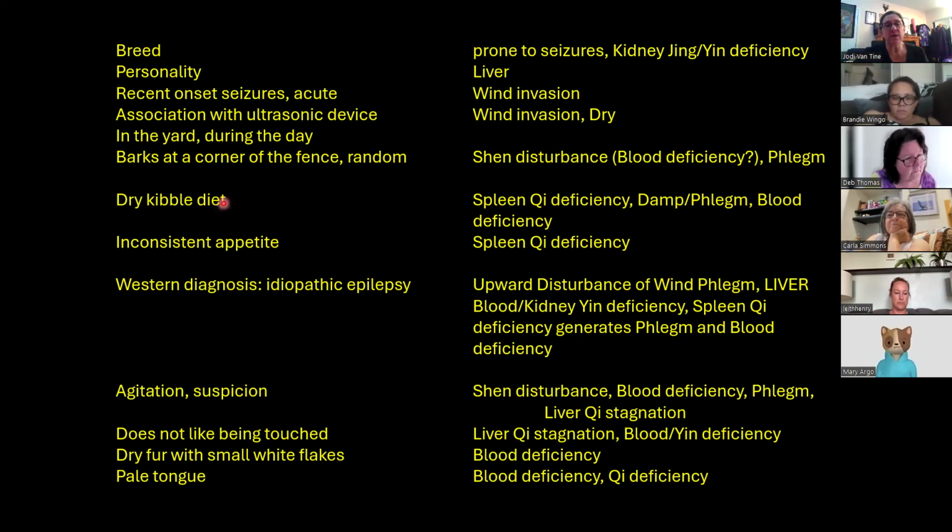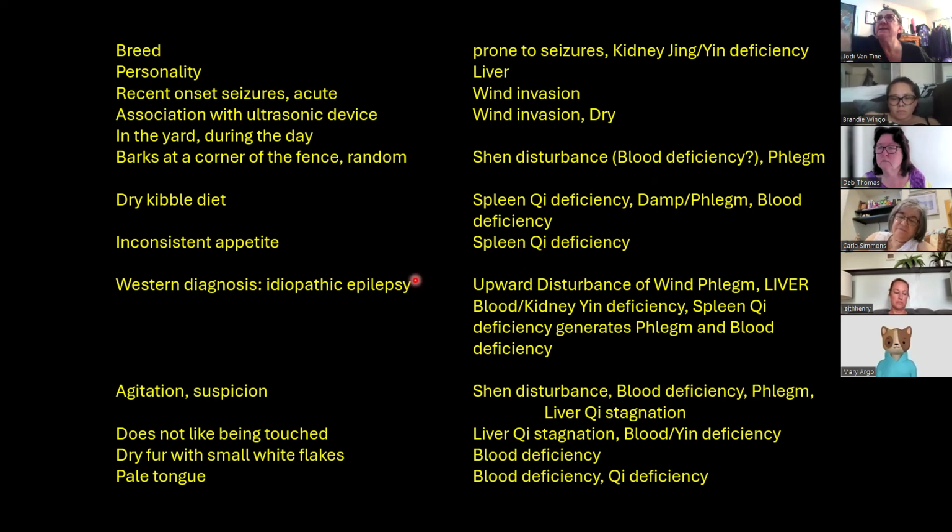The dry kibble diet, we talked about the effect of processed foods on the Shen, on the spleen qi deficiency or the digestive function. So that has to go here on the list. And then again, remember the sequelae of a spleen qi deficiency is it fails to transform and transport the qi, the gu qi from the food up to the upper jiao where blood is made. So you get a blood deficiency, but then you also get the accumulation of the pathogenic yin fluids as damp and then phlegm. Inconsistent appetite, anything that involves the appetite is usually going to involve the spleen. So the Western diagnosis was idiopathic epilepsy.